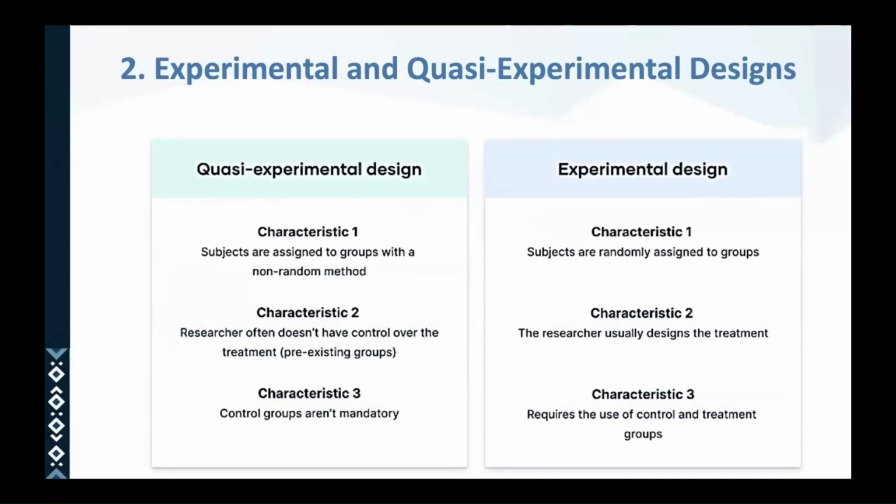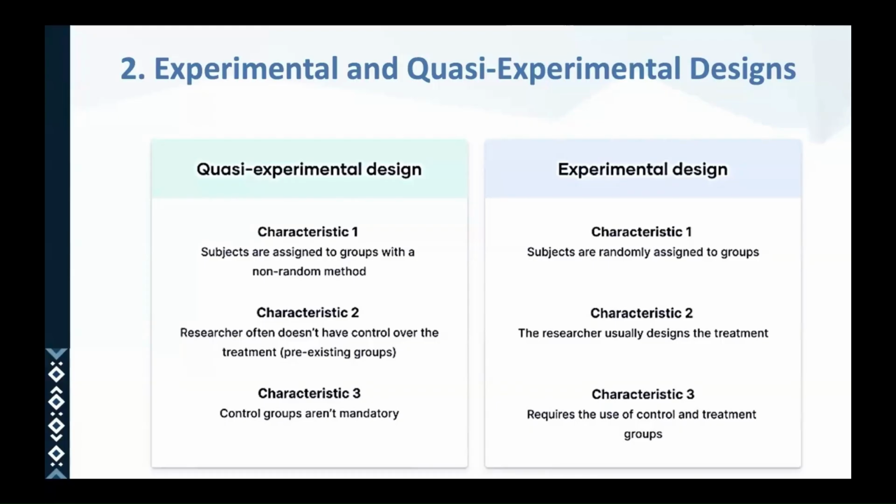The main difference between experimental and quasi-experimental design is that in quasi-experimental designs, the subjects are assigned to groups with a non-random method. So you can decide to assign subjects without randomly assigning them, whereas in experimental design, the subjects are randomly assigned to groups.